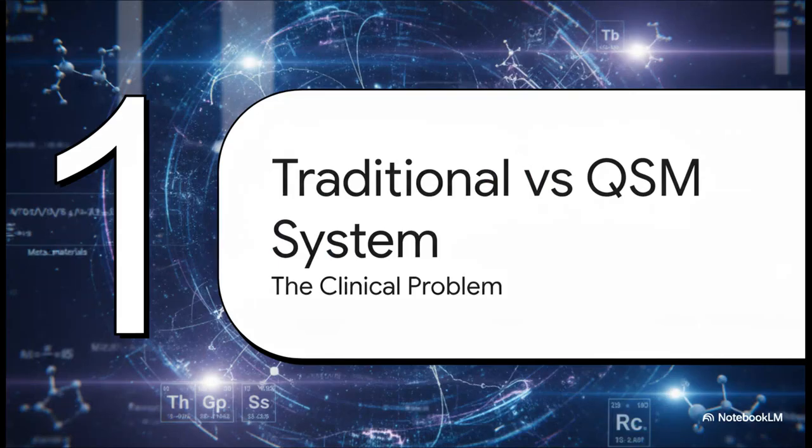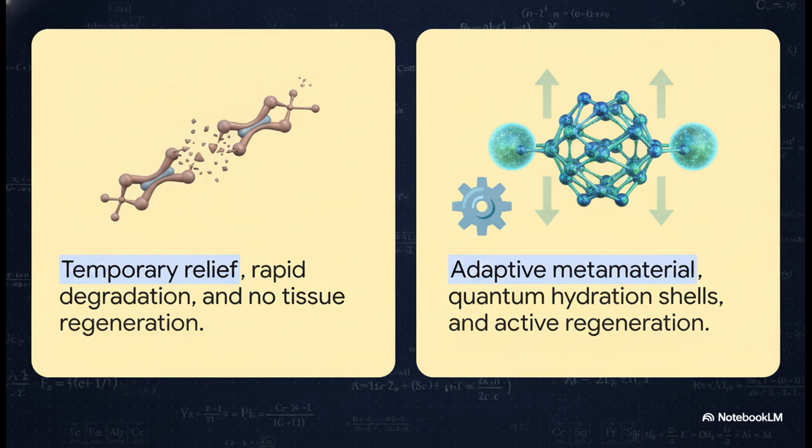All right, Section 1, viscosupplementation versus the QSM system. To understand why QSM is such a game changer, we have to look at the current clinical standard. Traditional viscosupplements, like standard hyaluronic acid, are basically biological band-aids. They give temporary relief, sure, but they suffer from rapid enzymatic degradation and completely fail to actively promote tissue regeneration.